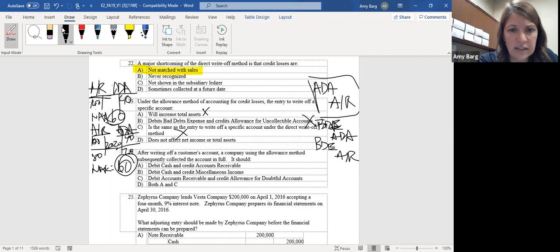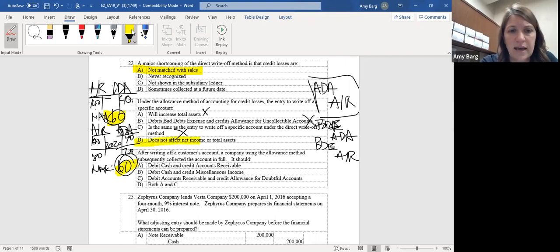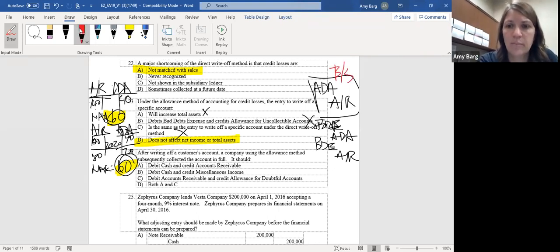So does not affect net income or total assets. Well, I already proved to you over here that it doesn't affect total assets. And allowance for doubtful accounts and accounts receivable, these are balance sheet accounts. Bad debt expense is an income statement account. So when we write off an account, it doesn't touch our income statement at all. It only affects things on the balance sheet, and it doesn't affect total assets either. So the answer to that one is D.